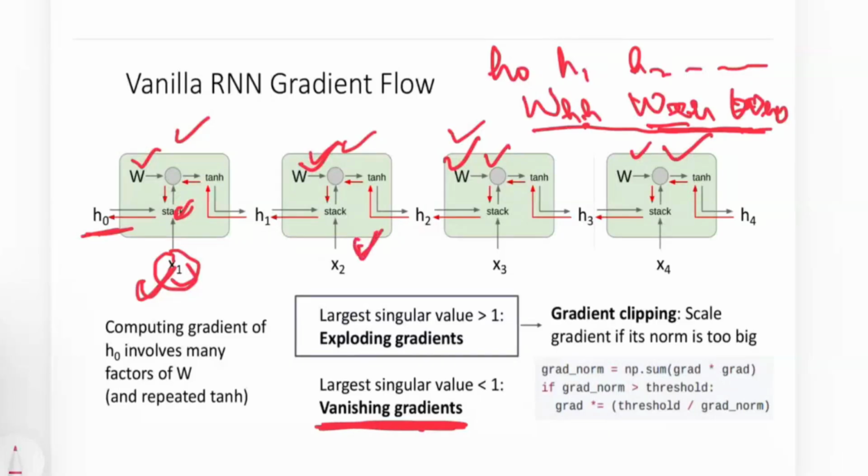Again, if you are here at this point, you are just storing the information of x1, x2, and x1. You already processed x1 and got the state h1, and in h1 you have the information of x1. Now with the help of h1 and x2, you are making h2, and this h2 is storing the information of both h1 and x2.